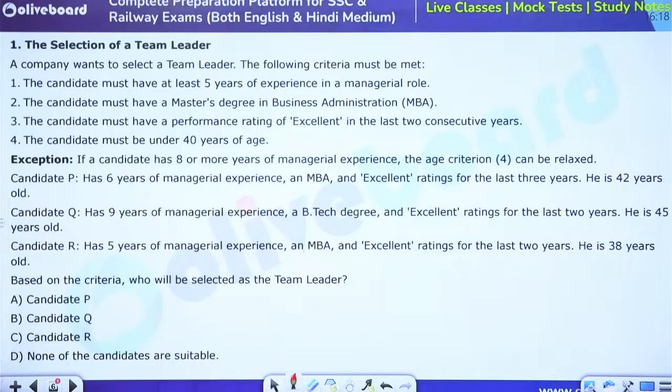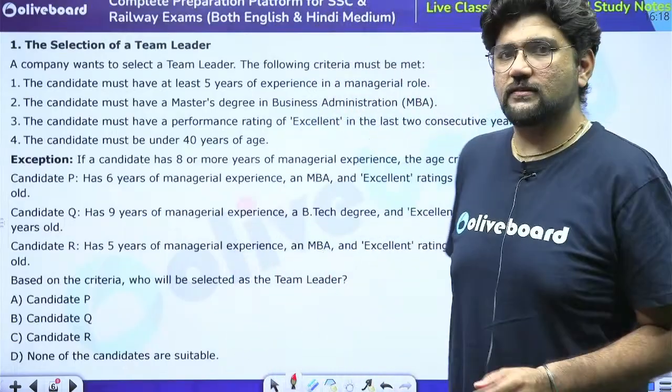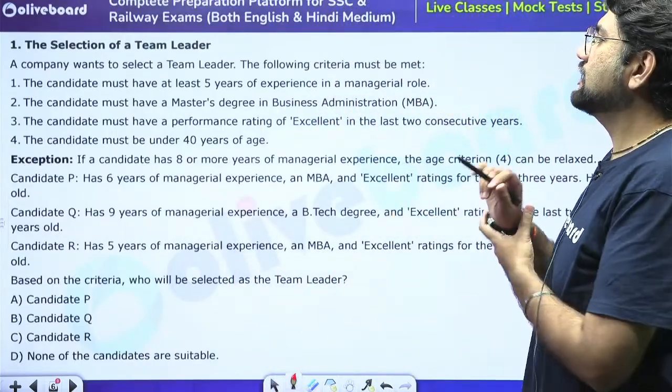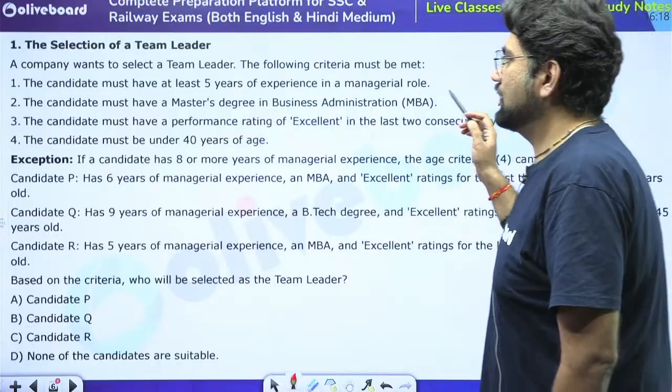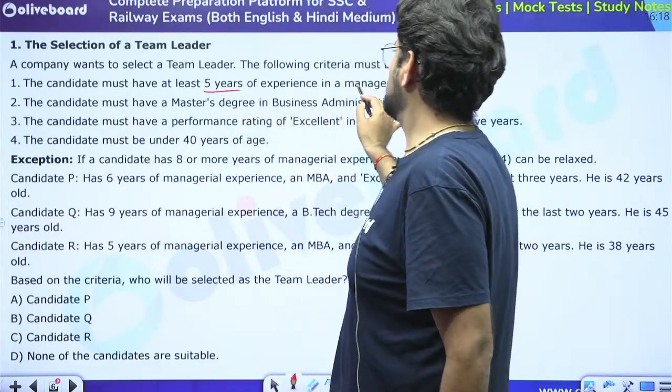Okay, what you can do is at this point, just give it a pause and then solve it, because we'll not wait for very long. So you can pause here, solve and come back. Okay. So a company wants to select a team leader. The following criteria must be met. The candidate must have at least 5 years of experience in a managerial role.